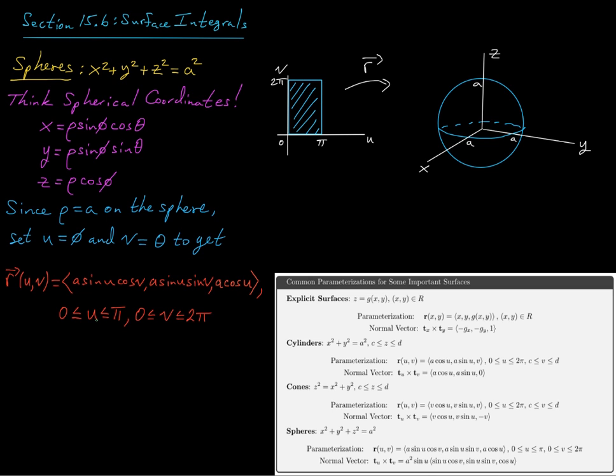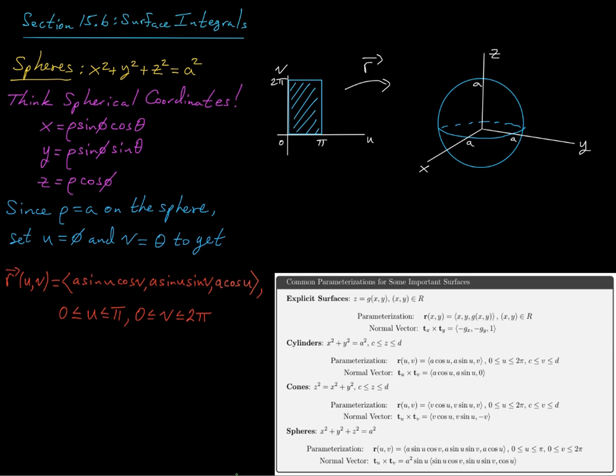All right, and here we're going to let u, which is phi, vary from 0 to pi. So when phi is 0, recall that's when we're on the positive z-axis, and then we're going to rotate through 180 degrees. So that's when we're down here on the negative z-axis. And then v is just theta, that's the polar angle. And so that's going to vary from 0 to 2 pi.